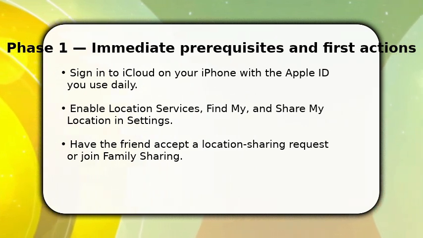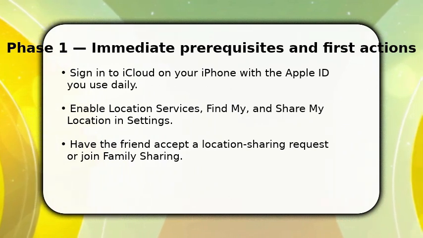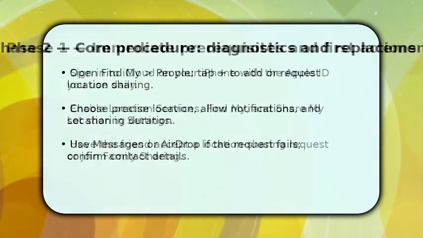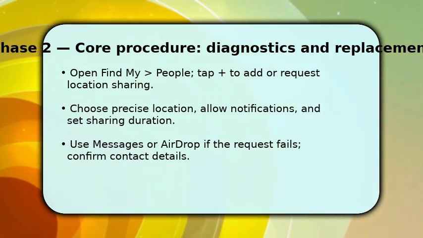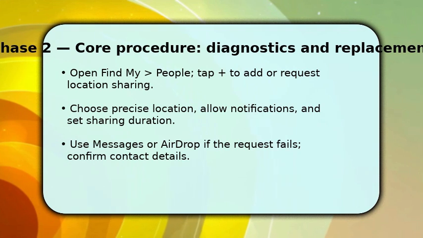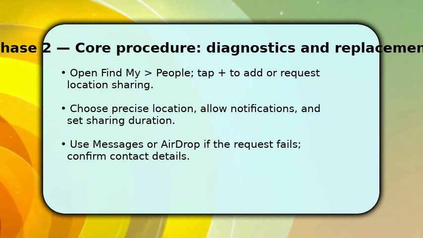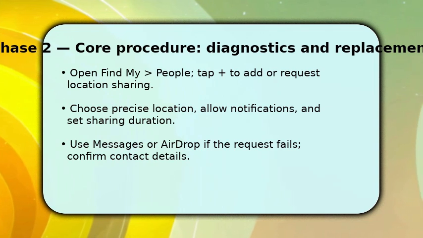Also, check that both phones use current iOS and have cellular or Wi-Fi active, because without a network the location won't update reliably. You'll now use the Find My app for the actual location lookup. Open Find My and tap People, then tap the plus sign to request that person's location or to share yours. When prompted, choose whether to share for 1 hour, until end of day, or indefinitely.